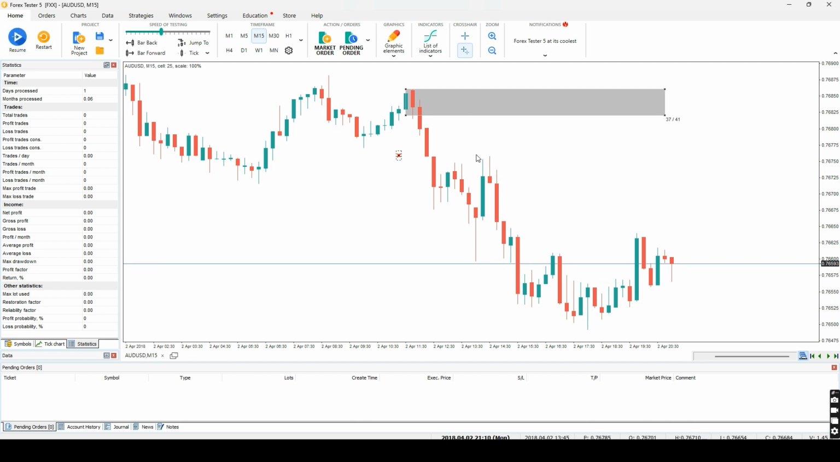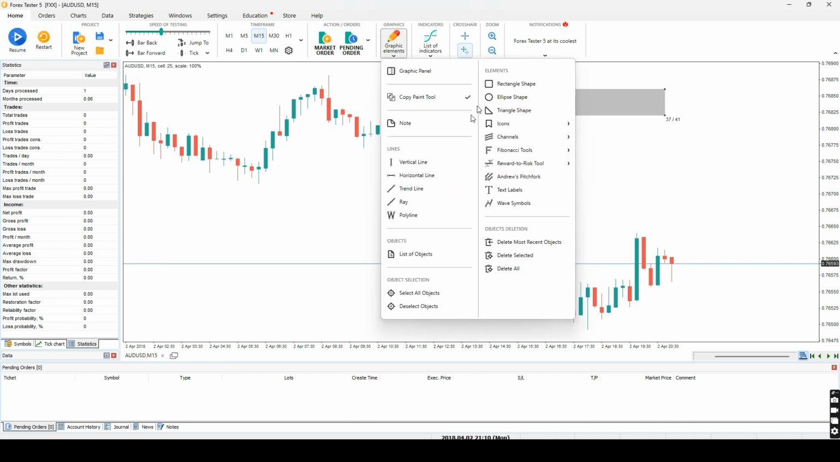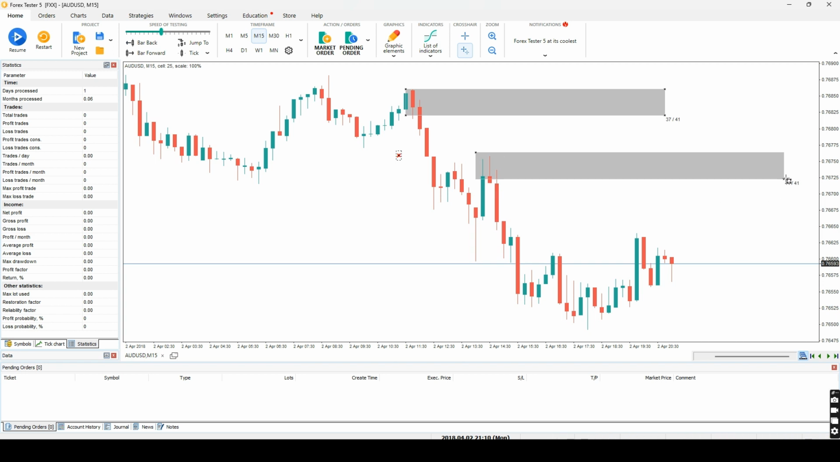All right, so I'm seeing another level right here. So let's go ahead and mark that up right here. I'm looking at this right here as a level.